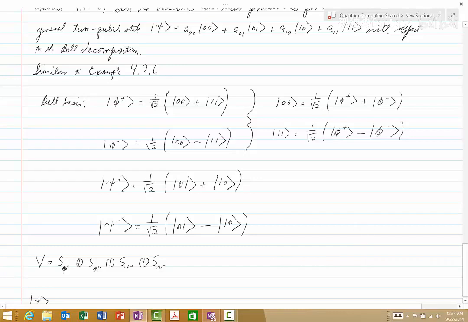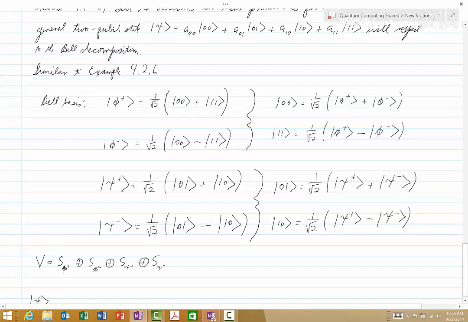And of course, I'm sure that once you see that, then you can readily see also that 0, 1 is 1 over square root of 2 times psi plus plus psi minus, and 1, 0 is 1 over square root of 2 times psi plus minus psi minus.